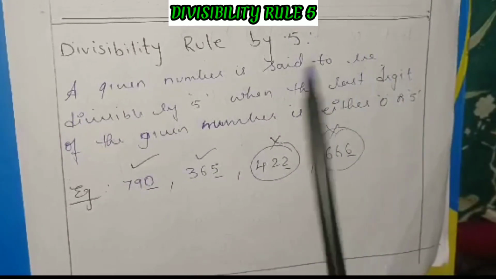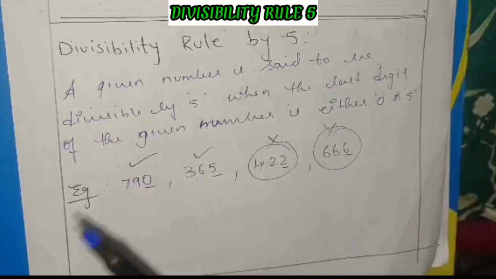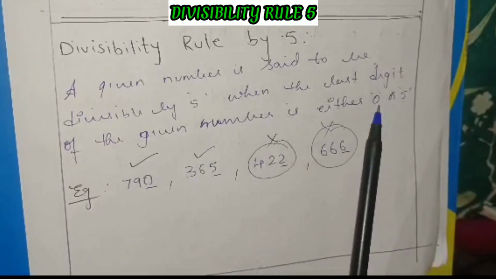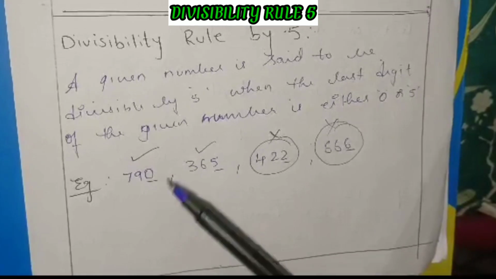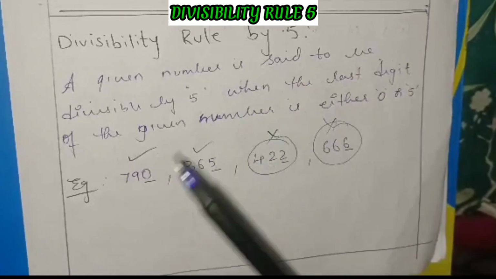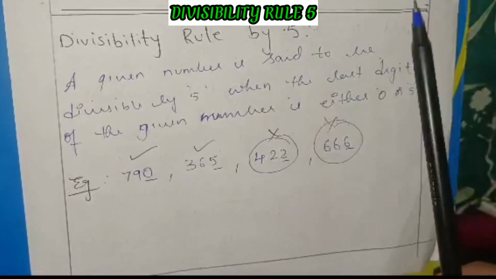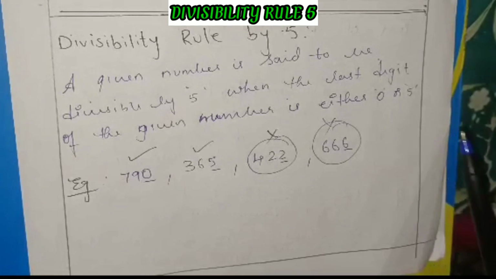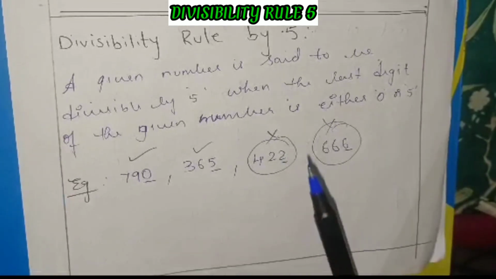This is very easy. Here we can say whether a number is divisible by 5 or not by simply seeing the digits. The last digit of the number is either 0 or 5. When the last digit is 0 or 5, then we can easily say the given number is divisible by 5. This is the easiest one, isn't it? So how do we find the divisibility rule for 5? When the last digit of the given number is 0 or 5, then we can say that number is divisible by 5.